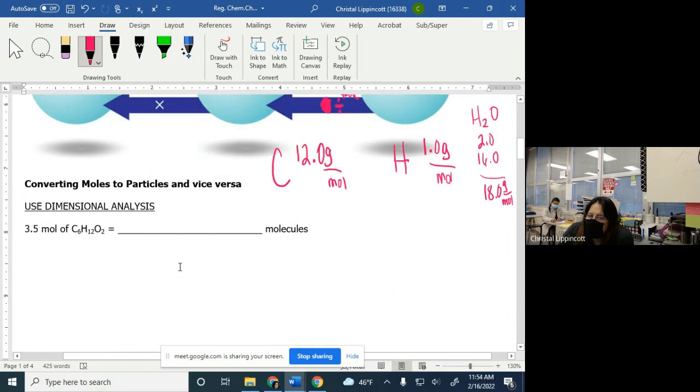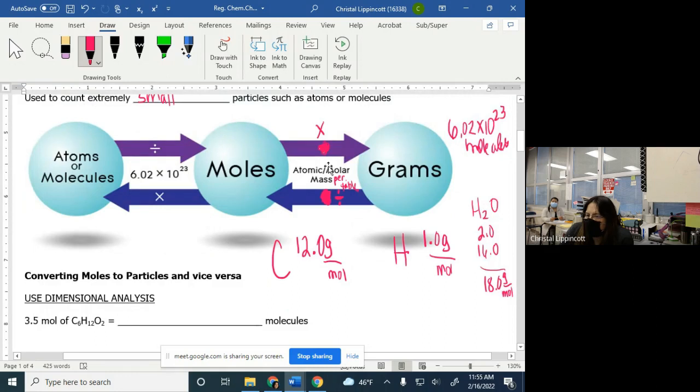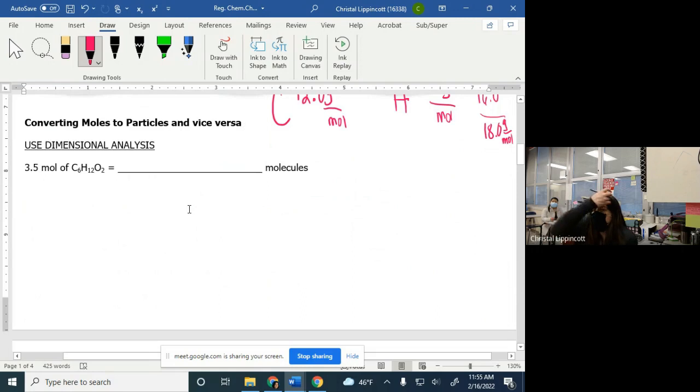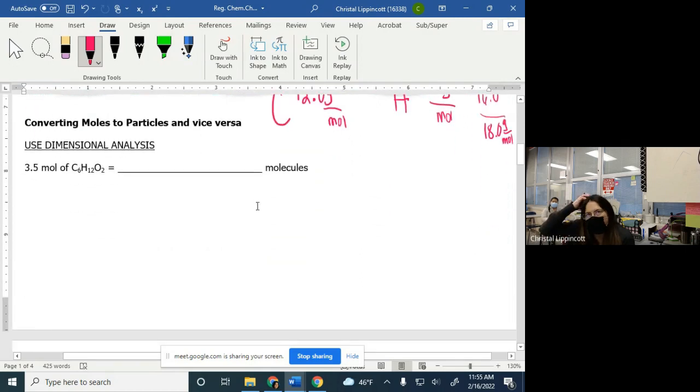We typically will use dimensional analysis to help us out with this. So you can use this method with this chart as long as you fixed it now, or you can use dimensional analysis. I like to teach it with dimensional analysis, but some people prefer to use a chart like this. Whatever you need to do to get this accomplished is fine with me.